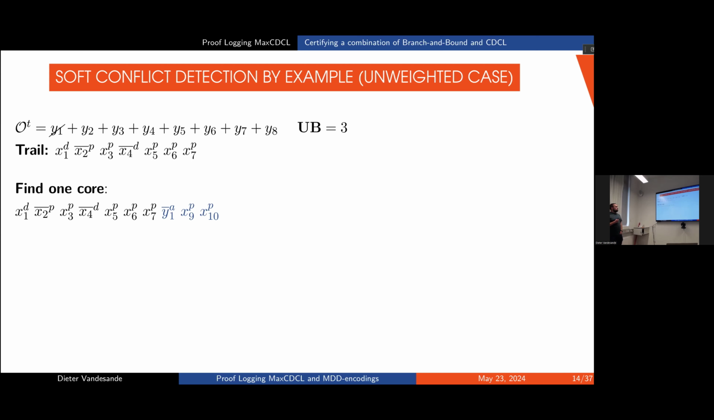So let's assume y1 to be false. This propagates x9 and x10. And now let's propagate y2 to be false. This propagates x11, and we still don't have a conflict, so we can still continue. We assume y3 to be false, we assume y4 to be false, and this propagates to a conflict. So that means at this moment that y1, y2, y3, and y4 cannot be false at the same time.